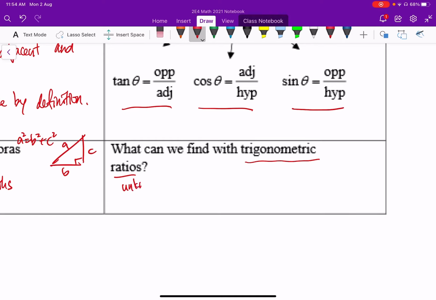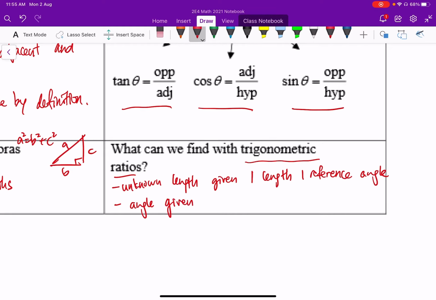You can find unknown length if you are given one length and one reference angle. If you know one angle and one length, you can find unknown length. Or you can find angle if you are given two lengths. Okay, so you are able to do more now with trigo ratio. You are not so restricted like, oh, I must have more numbers. Okay, no more in that manner already. You can do more now.